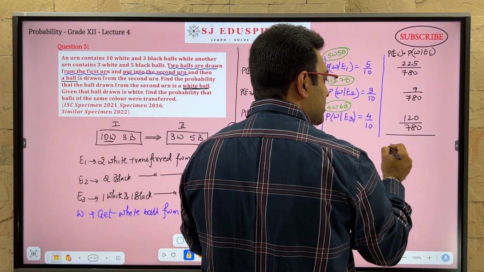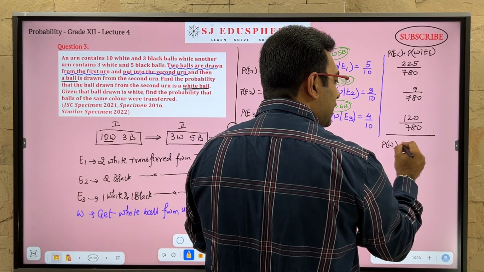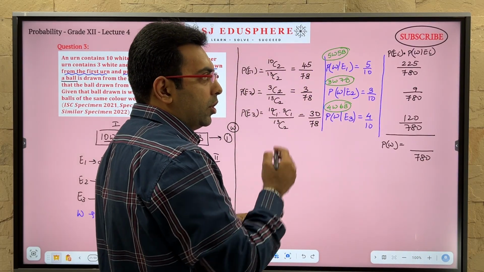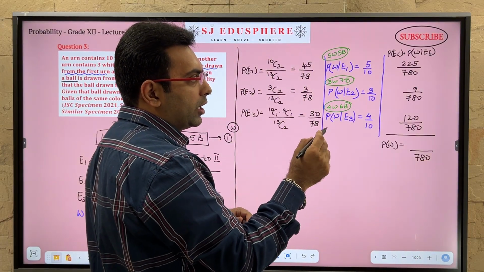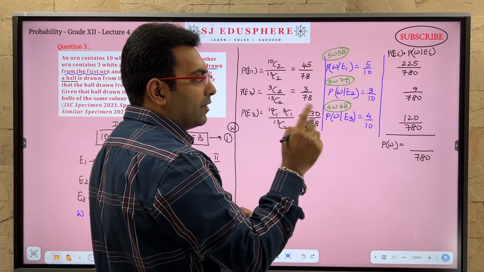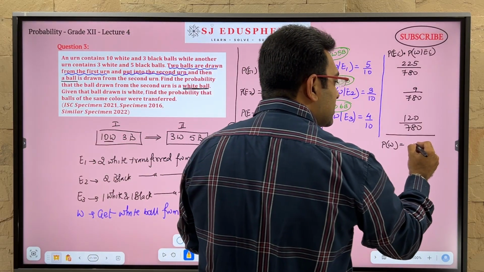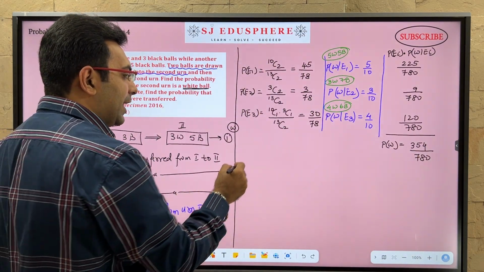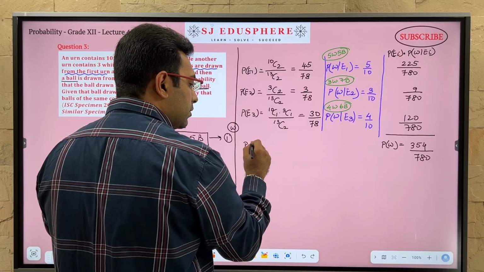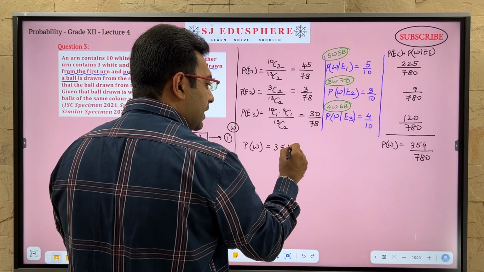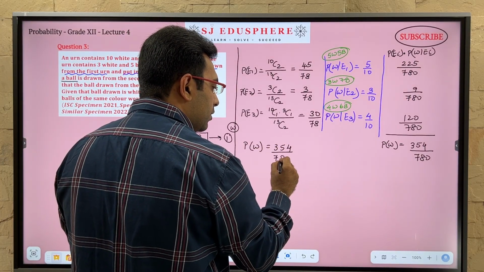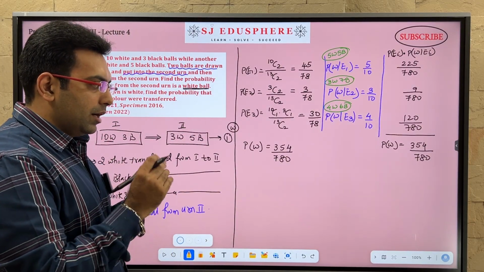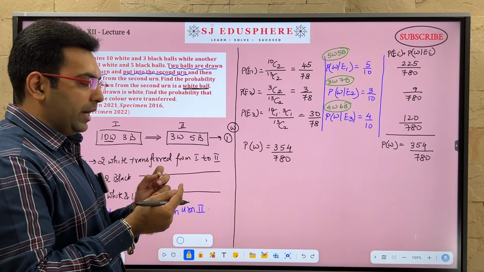So when I add this part up, my probability of getting a white ball, my denominator remains the same. 225 plus 120 is 345. 345 with another 9 is 354. So my answer over here of getting a white ball is 354 upon 780. Are we very clear with this part? Understand and then go ahead.